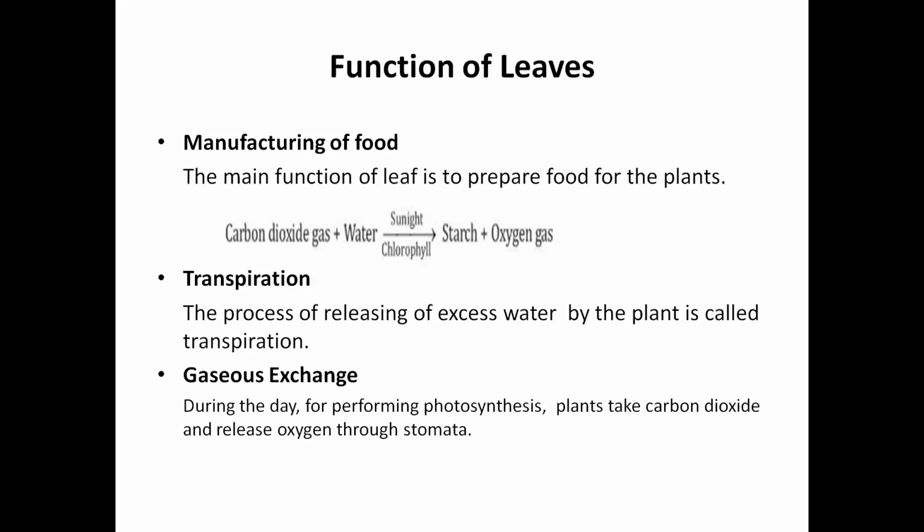Next is gaseous exchange. During the day, for performing photosynthesis, plant take carbon dioxide and release oxygen through the stomata. Plant, like other living organisms, respire continuously day and night. In the process of respiration, they take oxygen and release carbon dioxide through the stomata.